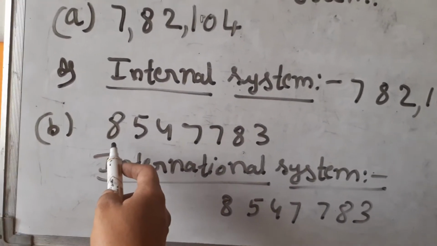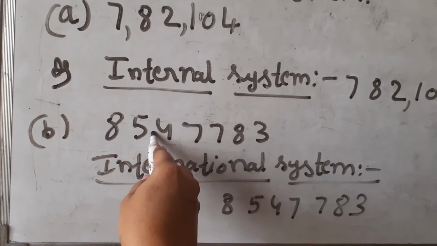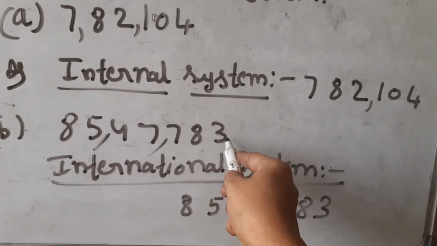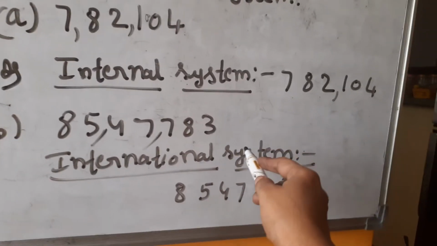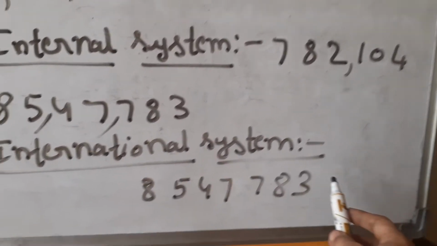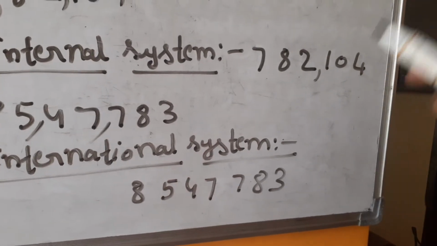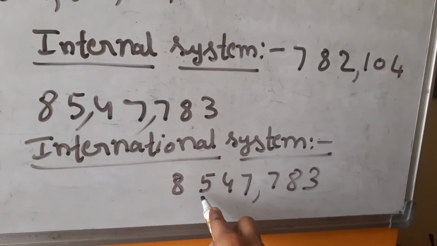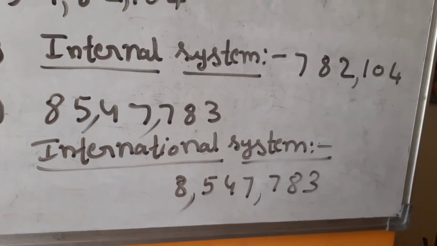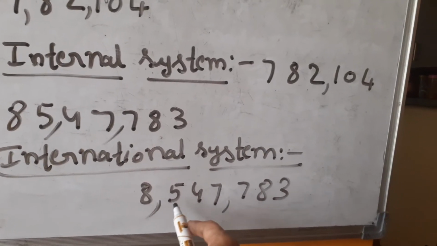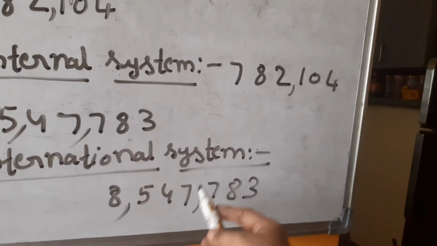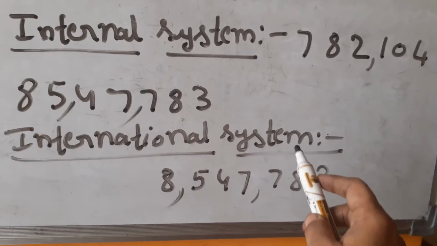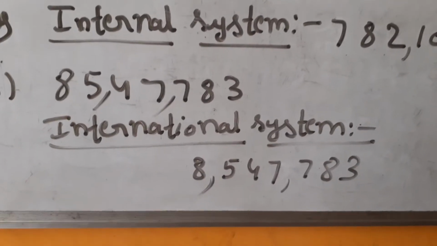In the B question they are giving 85,47,783. This is the Indian number system, so we should convert to the international number system. First, after the last 3 digits on the right side we have to put 1 comma. Again, after the next 3 digits we have to put a comma. 8,547,783. Understood, students, how to convert Indian to international number system?